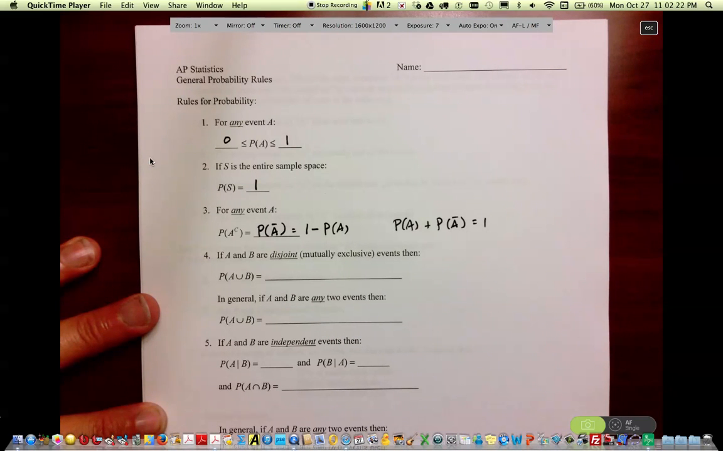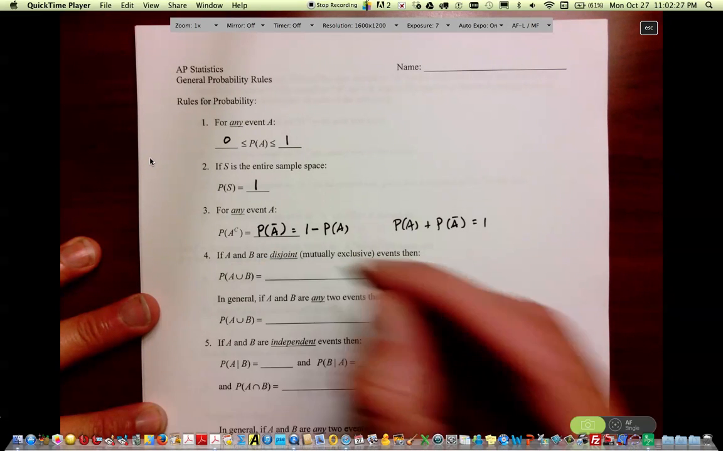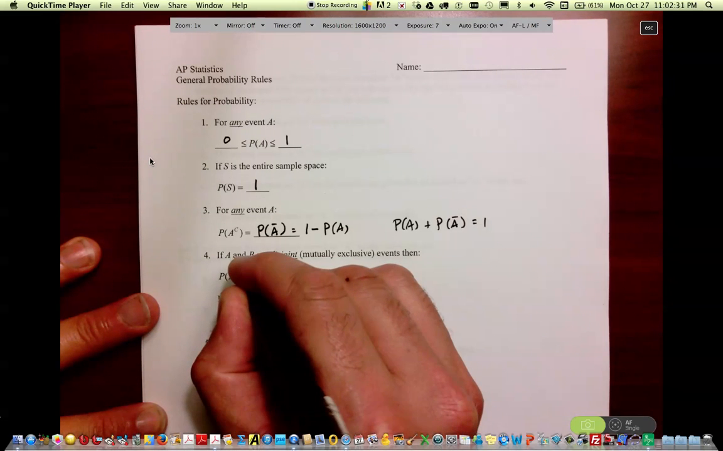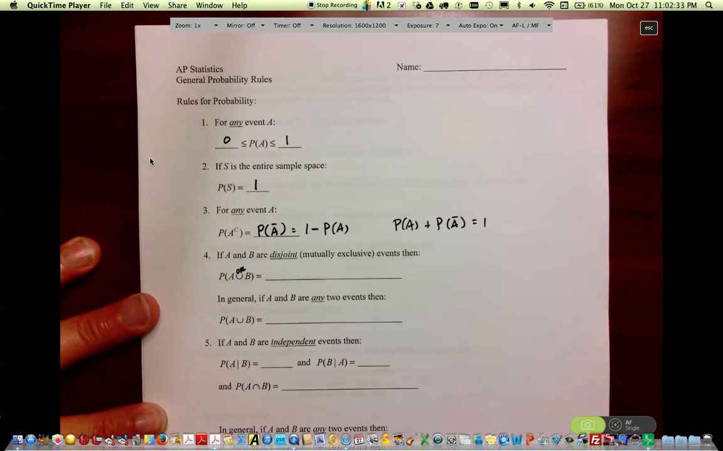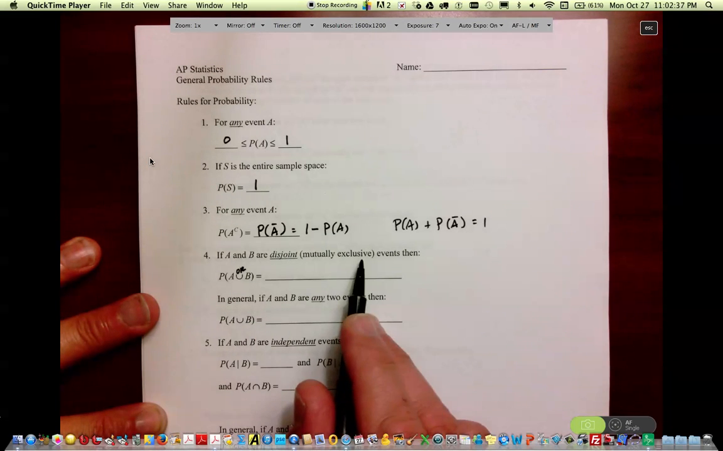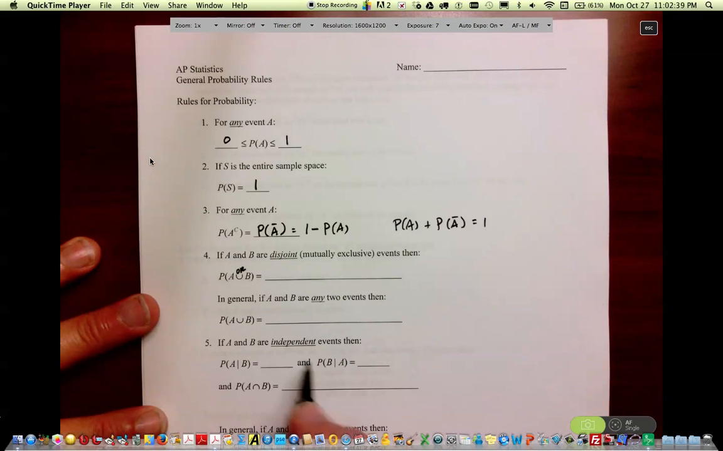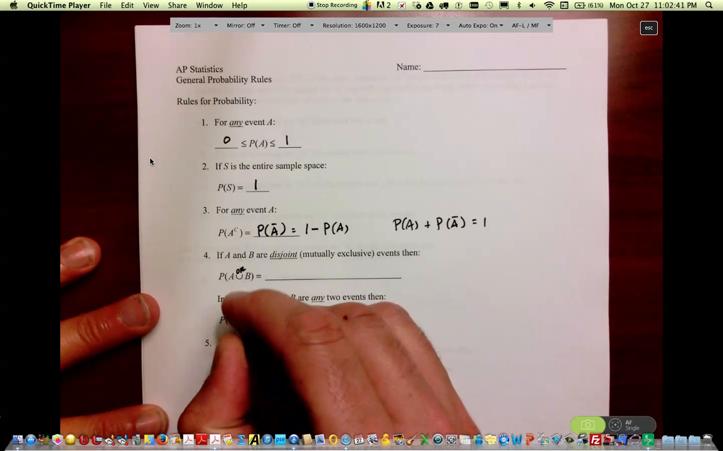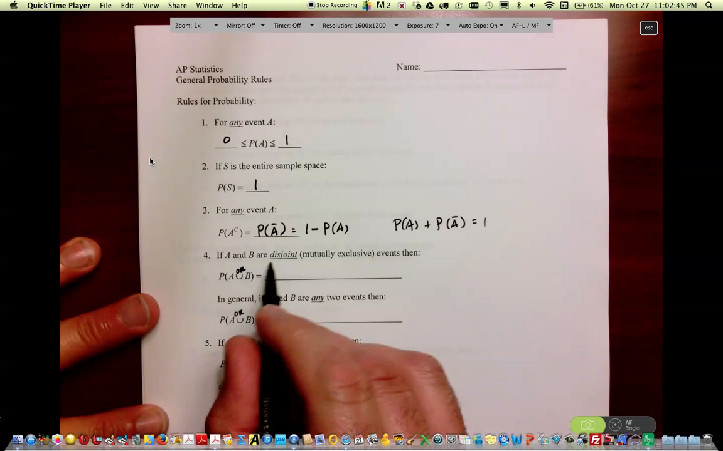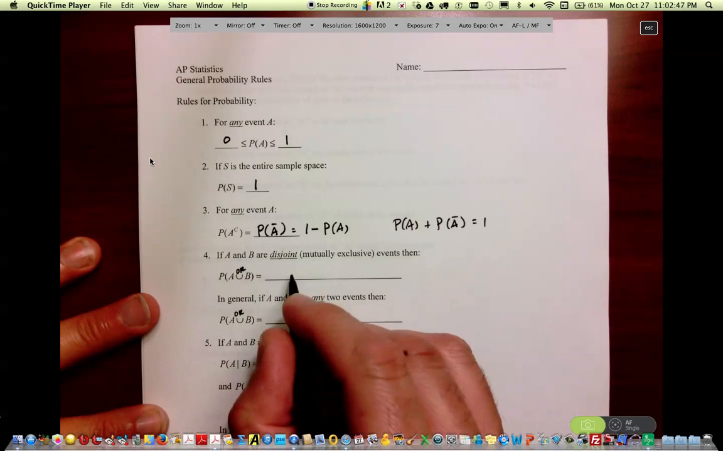Okay, and then we talked about the addition rule. On this sheet, you can think of this symbol as the union symbol. You can think of this as just being the word or. So if A and B are disjoint, mutually exclusive events, and then in general what happens. We've talked about both of these cases, and the first one is if they are disjoint, that means that they can't both happen at the same time.